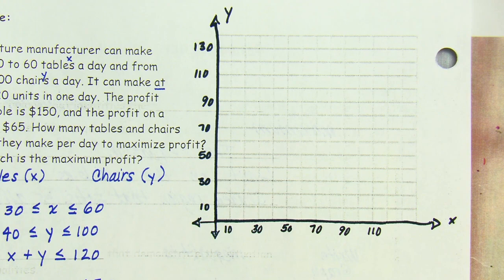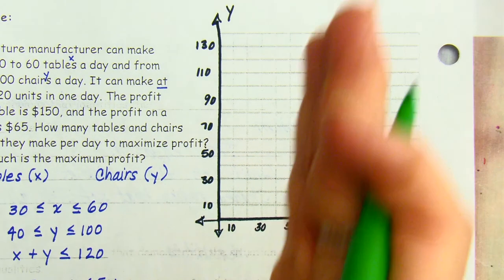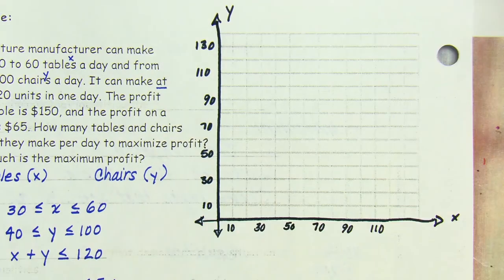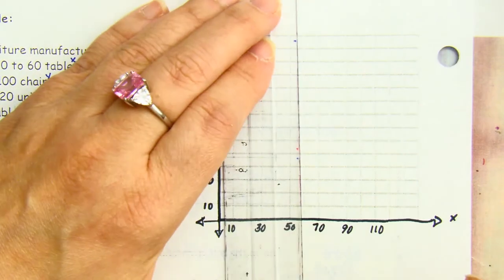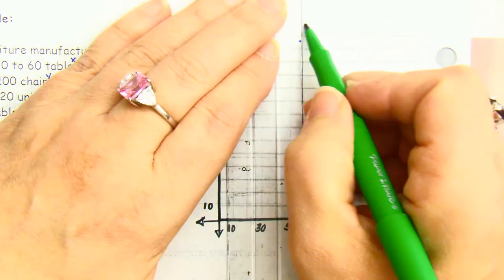All right, now let's graph x is 60. Remember, an x equals goes this way. So I'm going to look for where x is 60. That's on this line. And that's a vertical line.